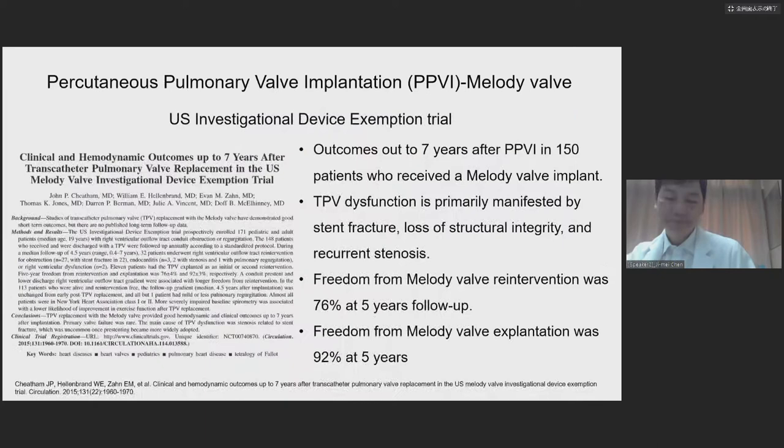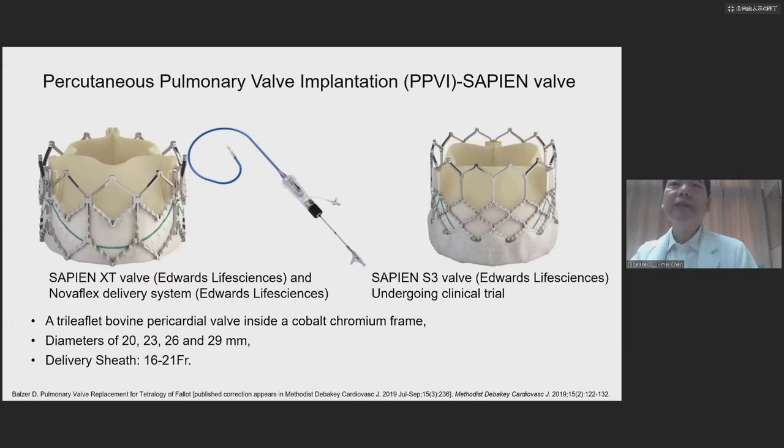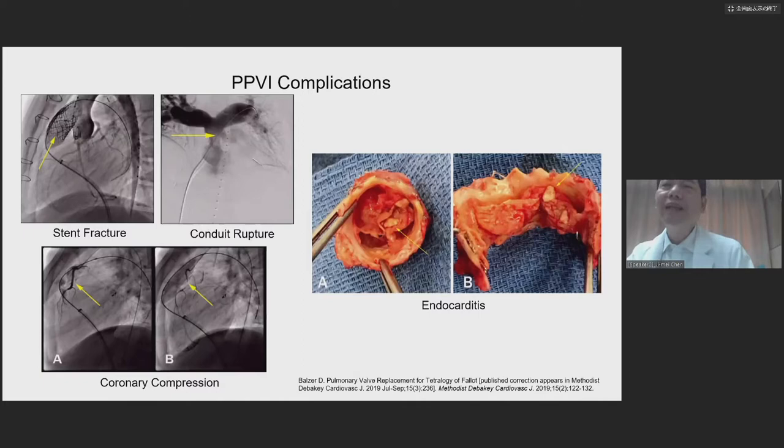TPV dysfunction is primarily manifested by stent fracture, loss of structural integrity, and recurrent stenosis. The Edwards Sapien valve is made from three pericardial leaflets, with larger diameters including 20, 23, 26, and 29 millimeters. Clinical trials also have good results. During the PPVI procedure, some complications can occur, including stent failure, fracture, conduit rupture, coronary compression, and endocarditis.